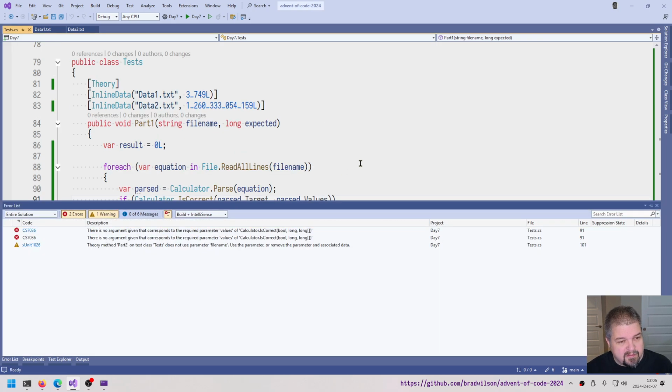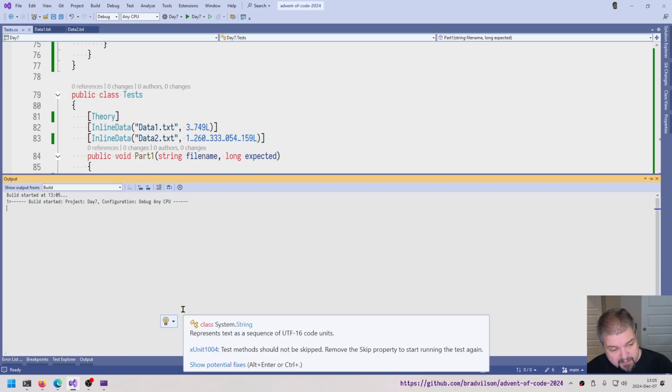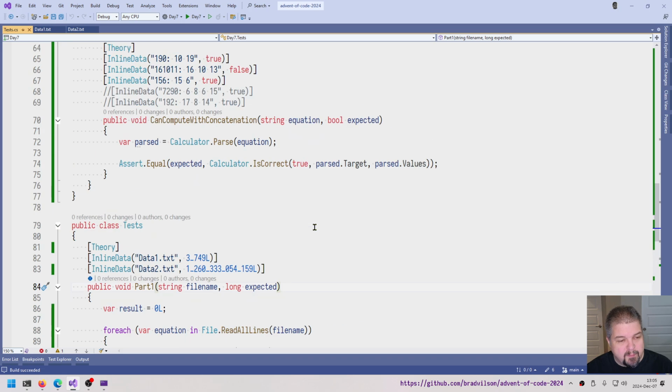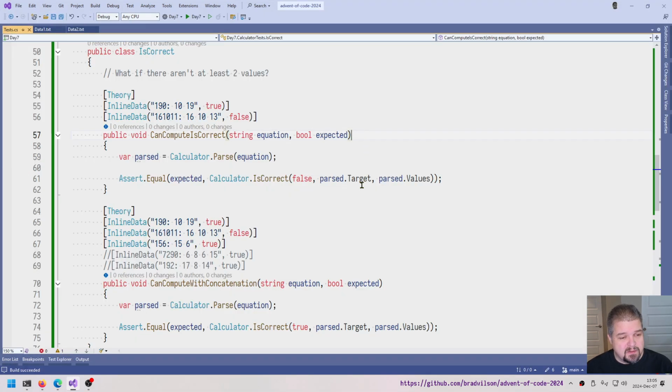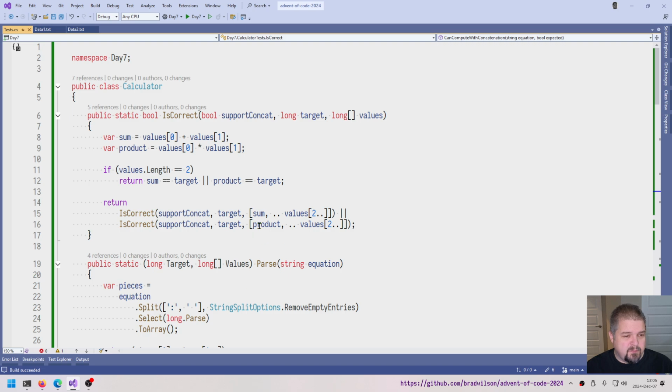Let's see, we're missing passing the concatenation flag here. Are we missing it anywhere else? Just a warning for unused parameter. Okay. So we're still in the same boat, right? We hit our first test case that we now know is missing information. So this one, we need to be able to do the concatenation in order for that to be true. So how do we do that? That seems pretty simple, right?